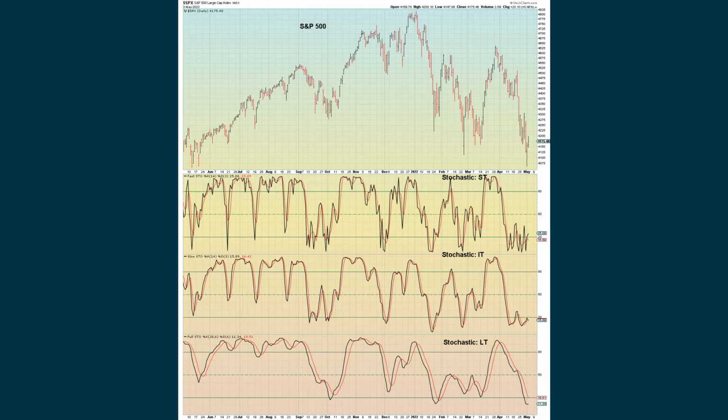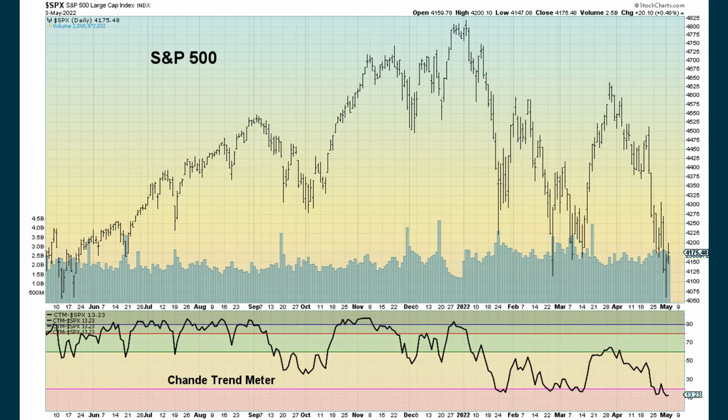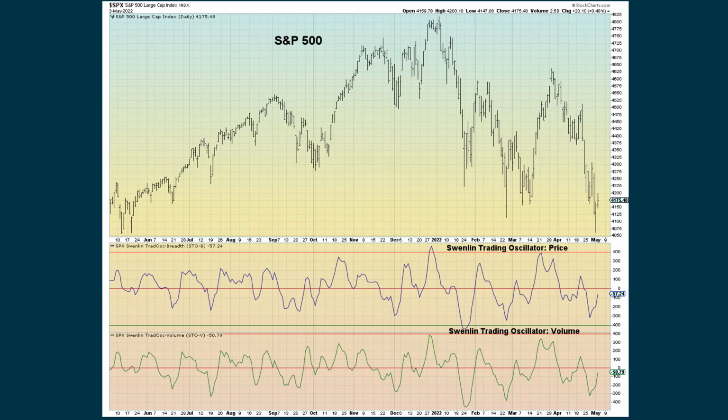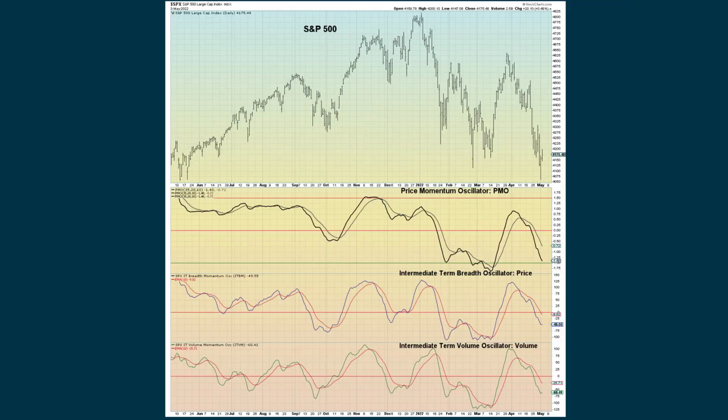Overall, stochastics, short term bouncing, intermediate term still extreme, long term negative and extreme. Sean Trend Meter is giving us an extreme negative reading. The STO is negative but showing some improvement. That's why it's one of the lonely things on the positive side right now.